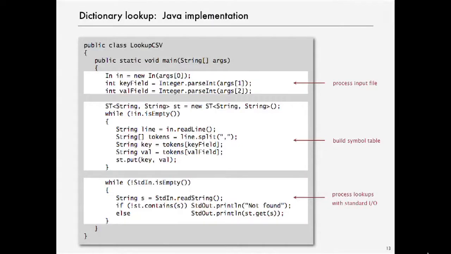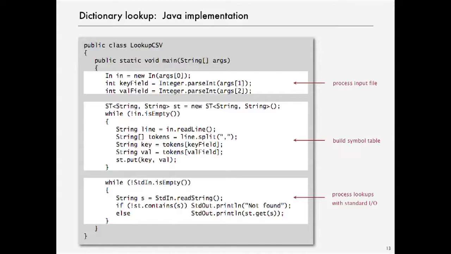And here's the implementation. There's very little to it, given the symbol table API that we've articulated and the implementations that we have. So what do we do to get lookup CSV implemented? Well, first thing is to set up the input stream from the first argument. So that's our input file. And then get the numbers of the fields, so the key and the value, and now build a symbol table that associates strings with strings.